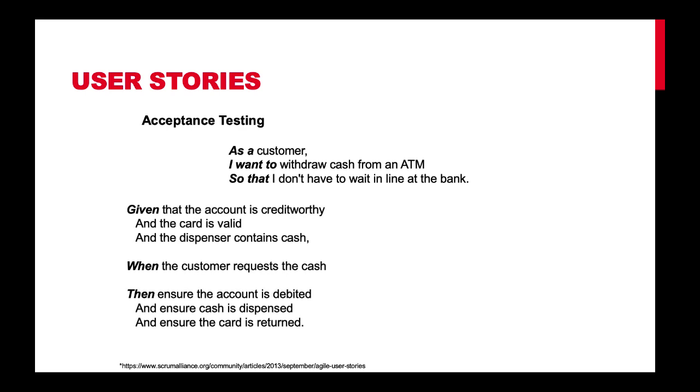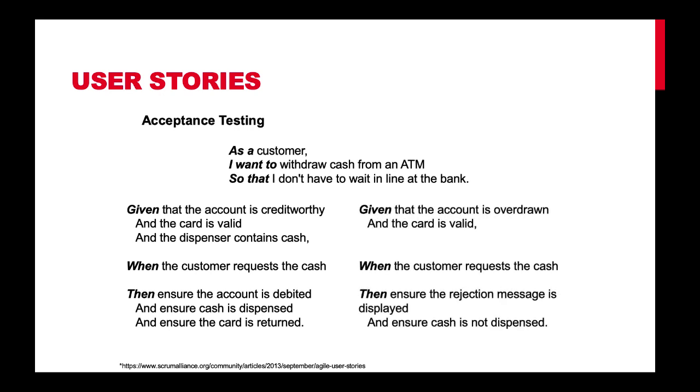My acceptance test might be, given that the account is creditworthy and the card is valid and the dispenser contains cash, when the customer requests cash, then I can ensure the account is debited, ensure the cash is dispensed, and ensure the card is returned. Or given that the account is overdrawn and the card is valid, when the customer requests cash, then we ensure the rejection message is displayed and ensure cash is not dispensed.